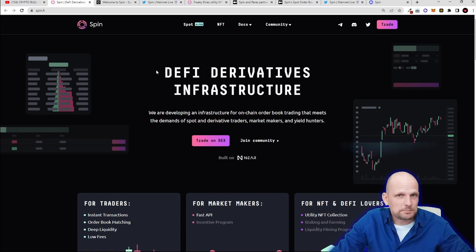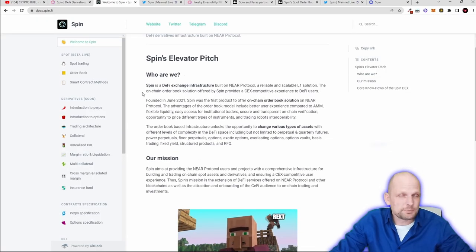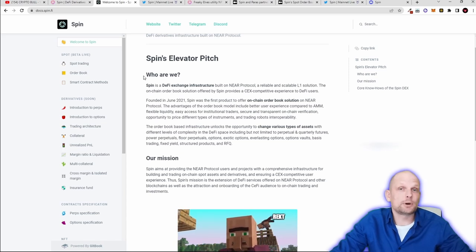So what is Spin Finance? DeFi derivatives infrastructure. We are developing an infrastructure for on-chain order book trading that meets the demands of spot and derivatives traders, market makers and yield hunters. And if we go to their documentation, here you can find more information on who Spin is and what they have been doing, but there is quite a lot of information about this project.